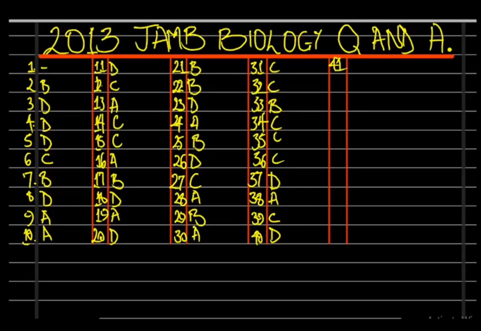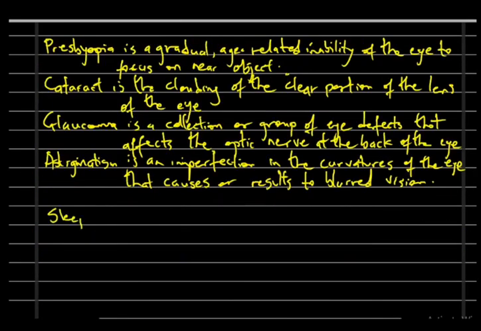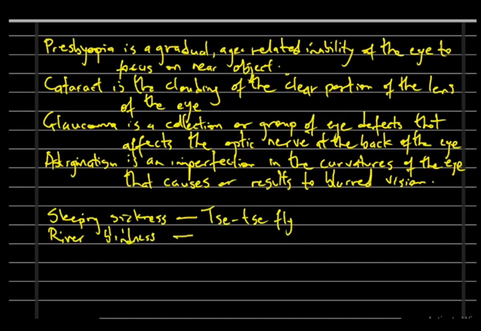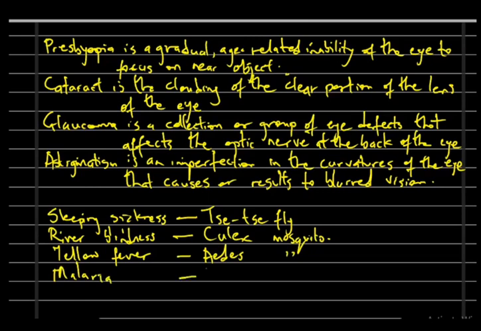Let's quickly see what their vectors are. Sleeping sickness is transmitted by the tsetse fly. Then we have river blindness, which is transmitted by the Culex mosquito. We have yellow fever or dengue fever, which is transmitted by the Aedes mosquito. We also have malaria, which is transmitted by the female Anopheles mosquito.